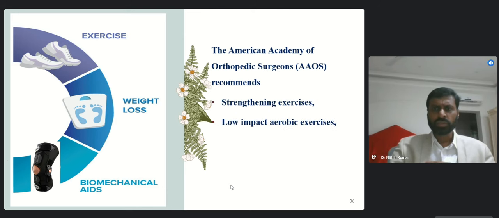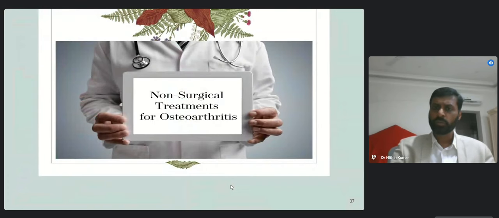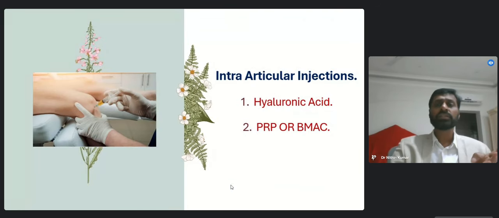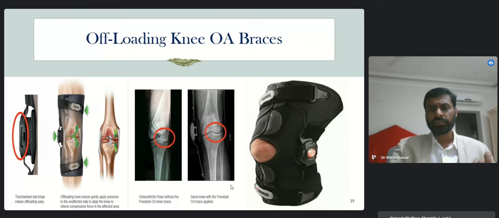So this is what the various associations have been recommending: low impact exercises, good strengthening exercises, aquatic exercises. Swimming helps, and weight loss programs are helpful. And recently, in the early stage of arthritis, there are some injections that have also started, which most of you have heard of, like hyaluronic acid. These are visco supplementation injections. Or PRP injections, which are regenerative injections. I'm pretty sure you will have questions about that, and I'll touch upon them.